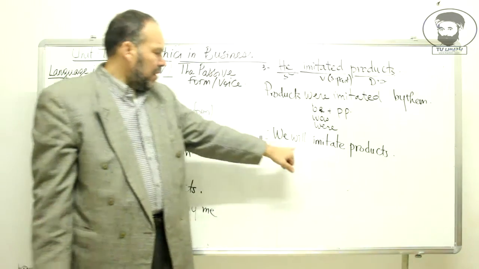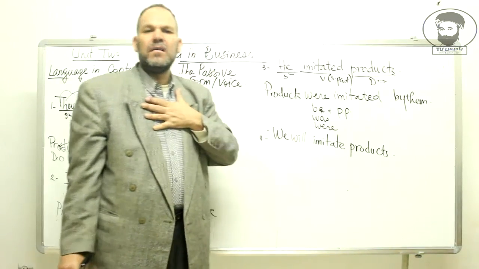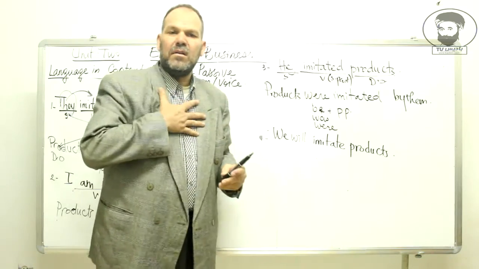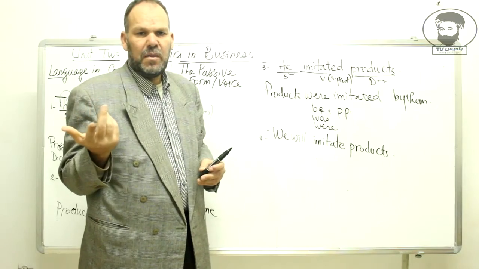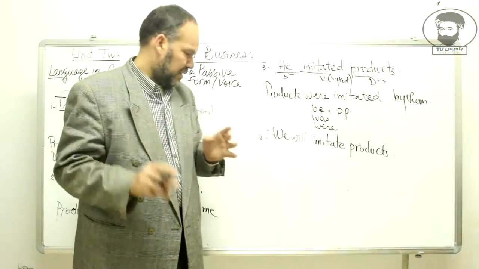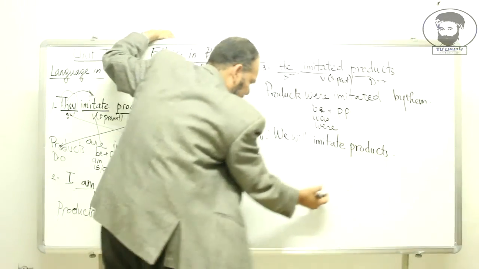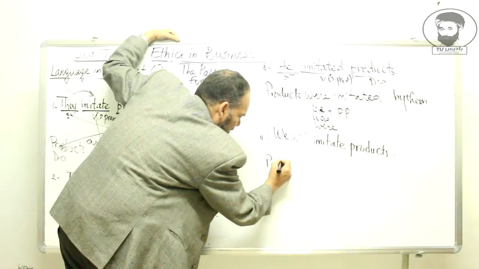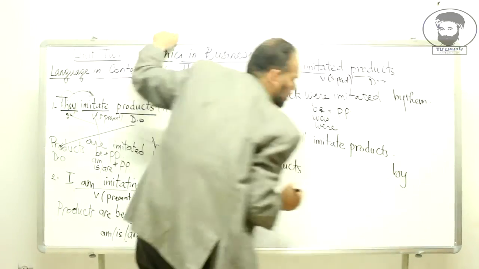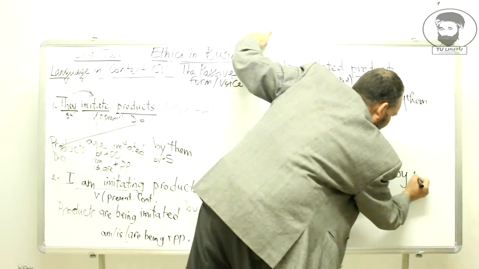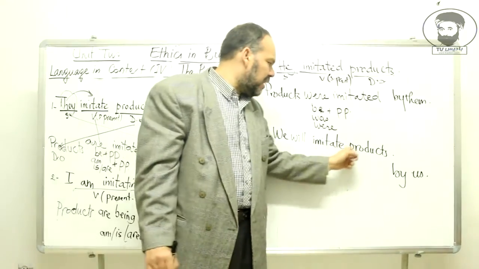Now, we will or we shall. In English, you can say I will, as I can say I shall. It's not a mistake to say I will, but in both senses it is correct. We will imitate products. Let's do the same. Products, and by, remember, us. By us. So, we will imitate products.